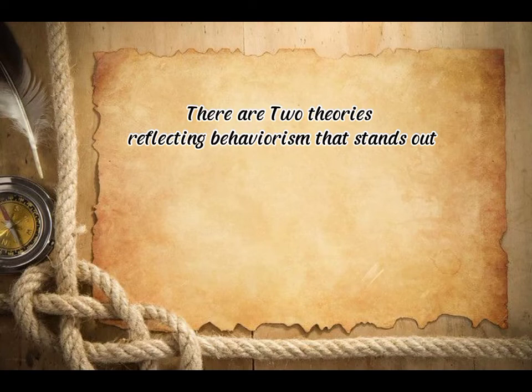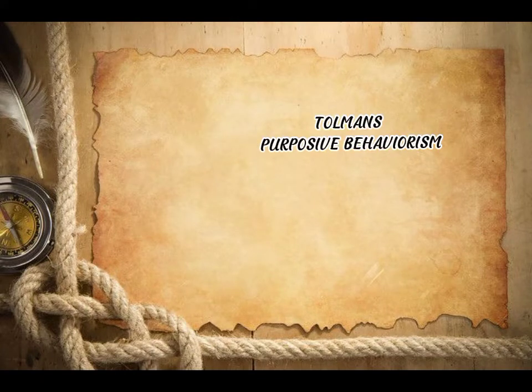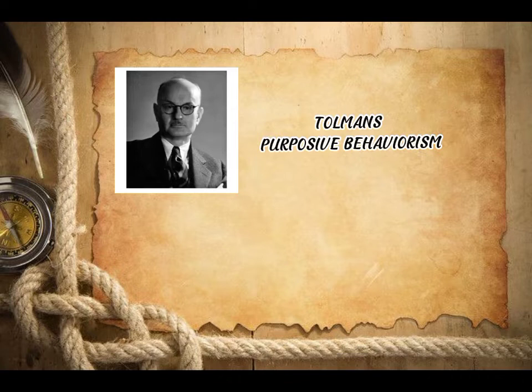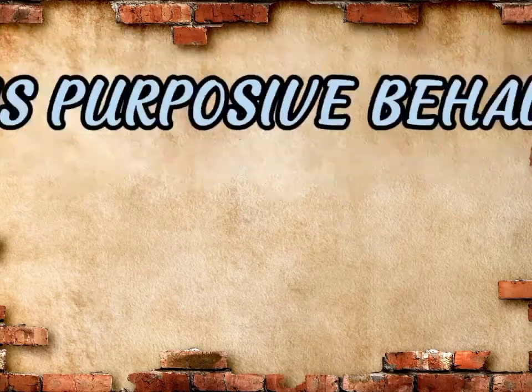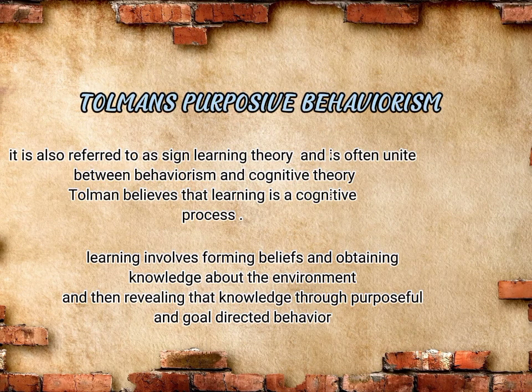There are two theories reflecting neo-behaviorism that stand out: Edward Tolman's purposive behaviorism and Albert Bandura's social learning theory. Both theories are influenced by behaviorism, which is focused on external elements in learning. Purposive behaviorism has also been referred to as sign learning theory and is often seen as a link between behaviorism and cognitive theory. Tolman believed that learning is a cognitive process. Learning involves forming beliefs and obtaining knowledge about the environment, and then revealing that knowledge through purposeful and goal-directed behavior.